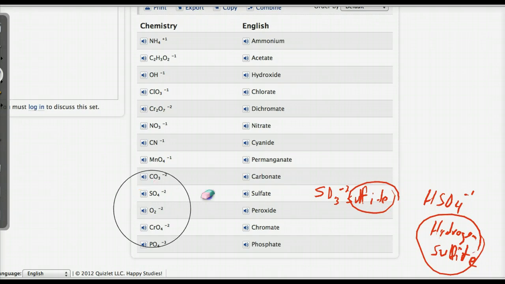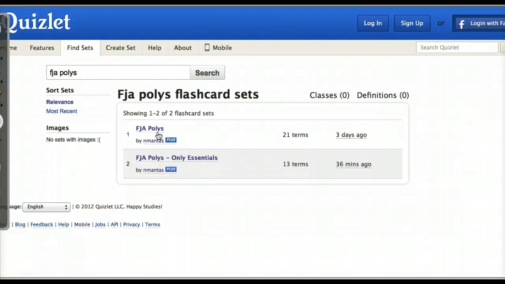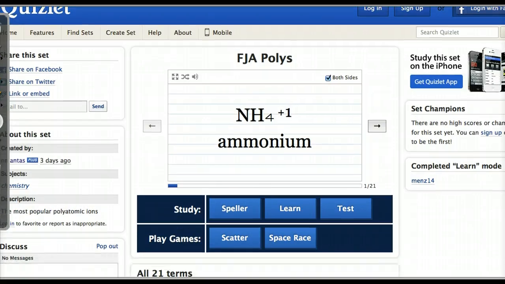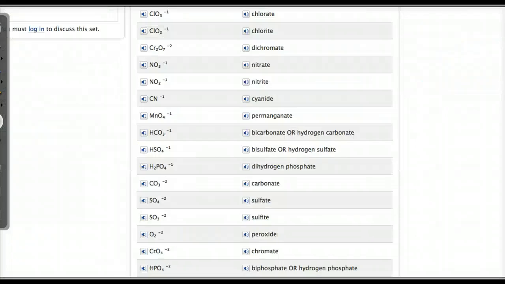To each his own. Some of us will be able to study these essential 13 and be able to know the extra 8 you get from the hydrogen rule and the ate-ite rule. Some of us may be better off studying the entire 21. To each his own. I'm just letting you know that I made that extra data set, and perhaps that helps us out.